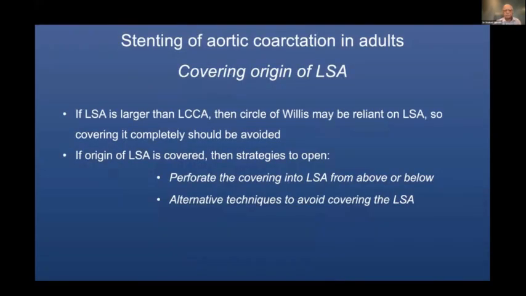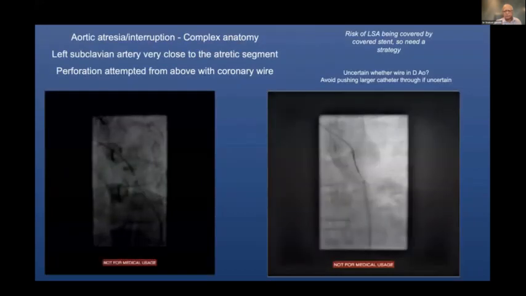Now, there will be some cases where the origin of the left subclavian artery may be covered. One of our rough rules is that if the left subclavian artery is larger than the left common carotid, then the circle of Willis may be relying on supply from the left subclavian, and therefore covering it should be avoided. If the left subclavian artery origin is covered, then you have to have strategies to open that. You can perforate the covering into the left subclavian from above or below, but usually from above, as we have left radial artery access, or there will be alternative techniques to avoid this.